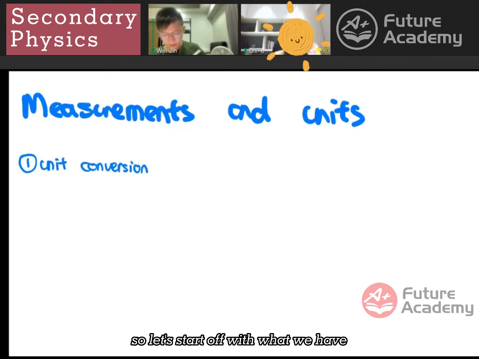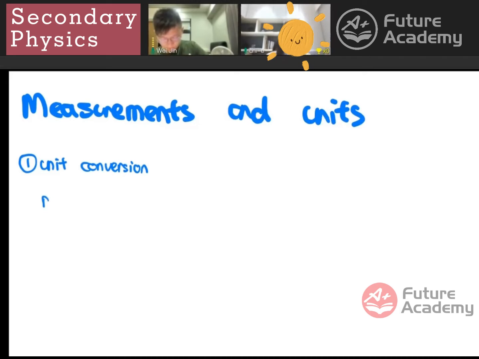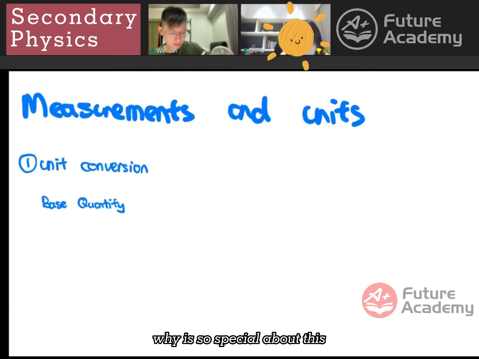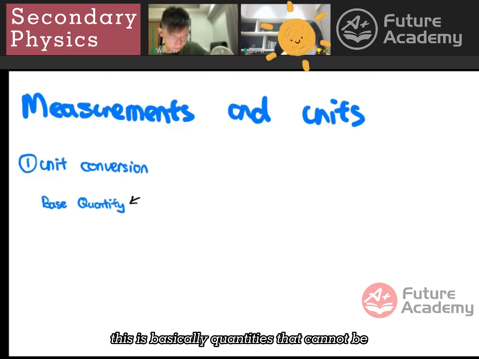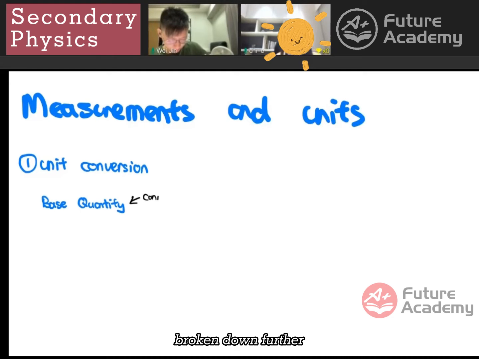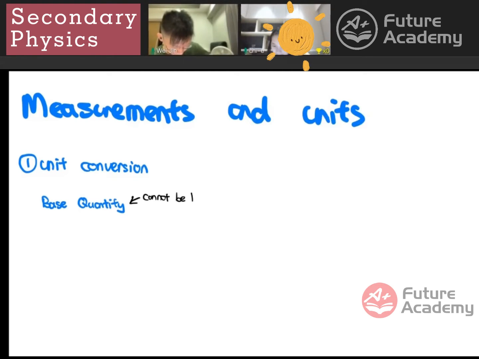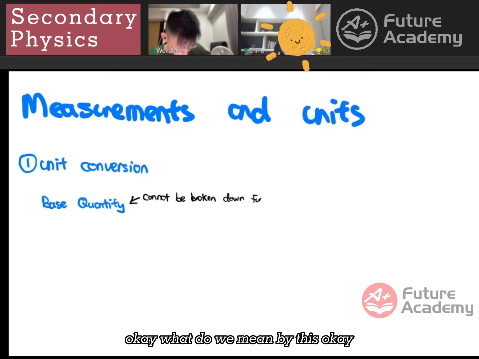So let's start off with what we have, which is called the base quantities. Okay, what's the meaning of a base quantity? What is so special about this? This is basically quantities that cannot be broken down further. Okay, what do we mean by this?